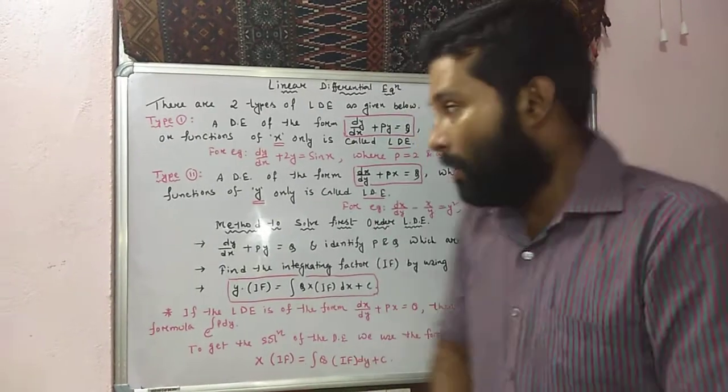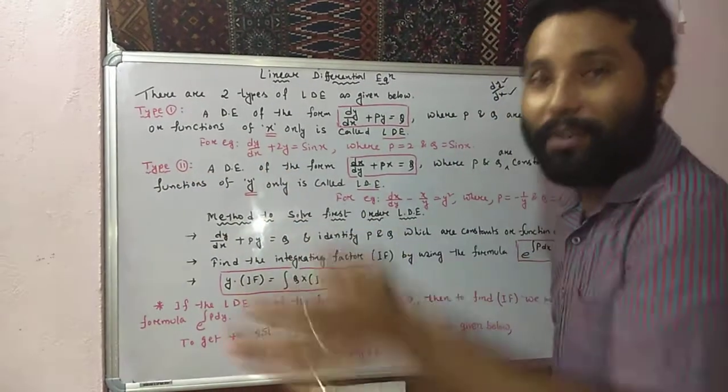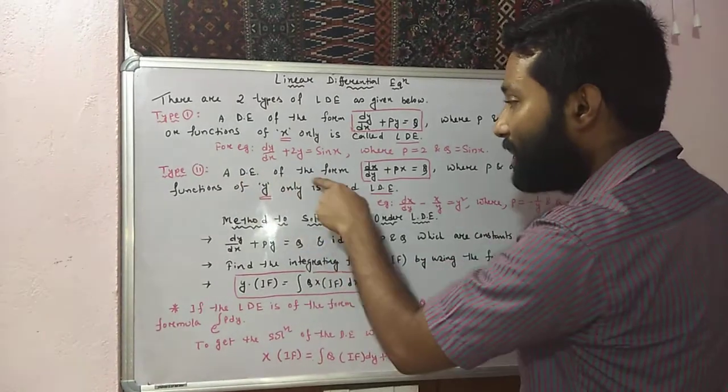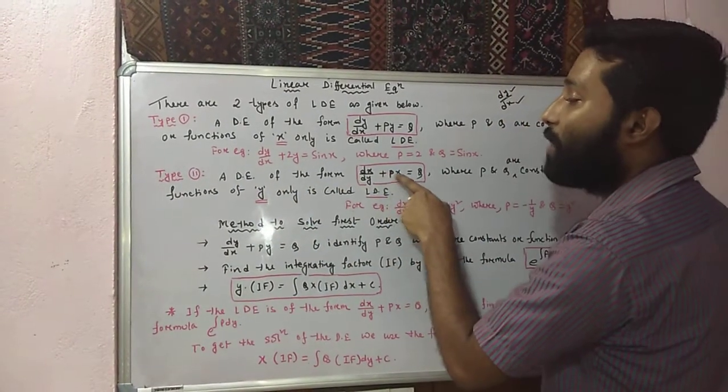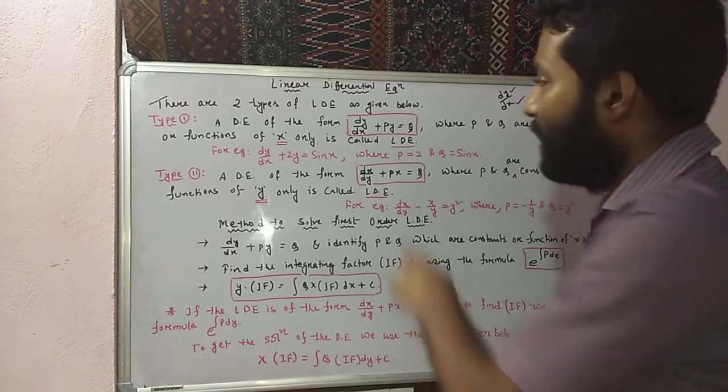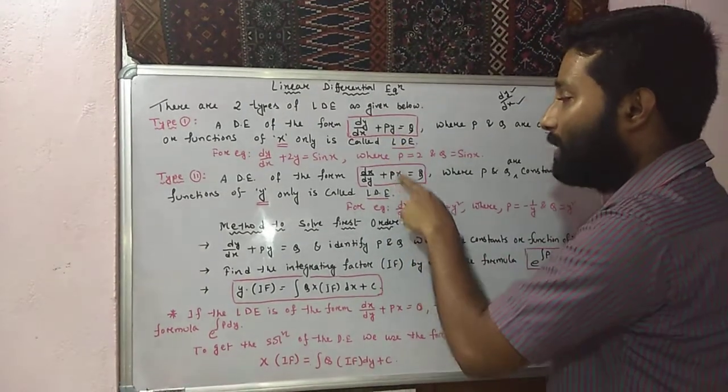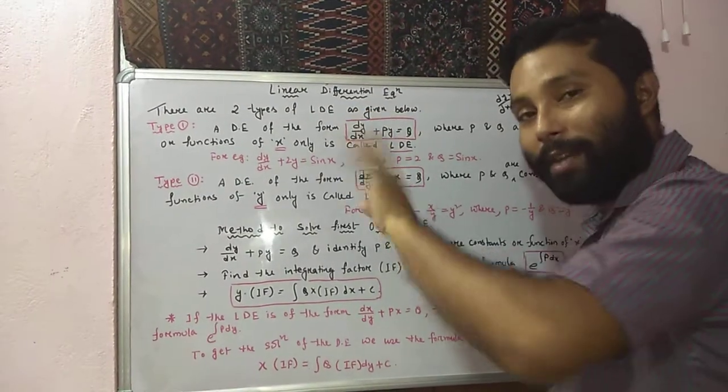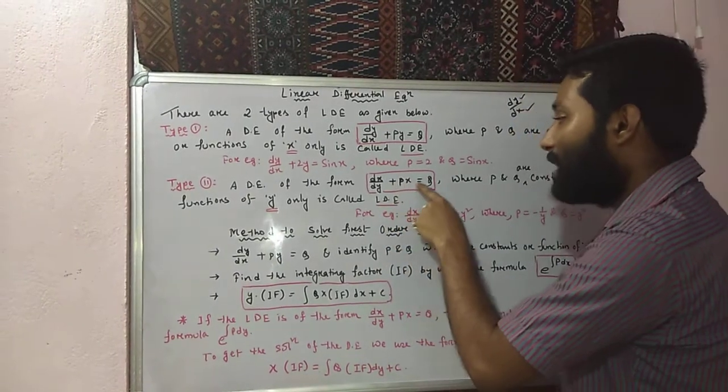Type 2 is, ये रिवर्स हो जाएगा. ठीक है, टाइप 2, a differential equation of the form dx by dy plus px equal to q. Just reverse, change the coefficient of p and interchange dy by dx. तो ये हो जाएगा dx by dy plus px equal to q.